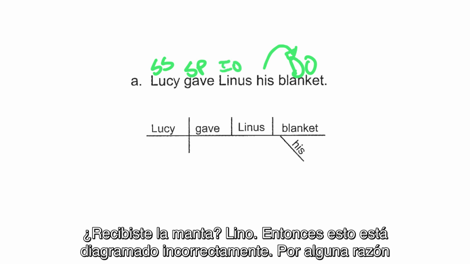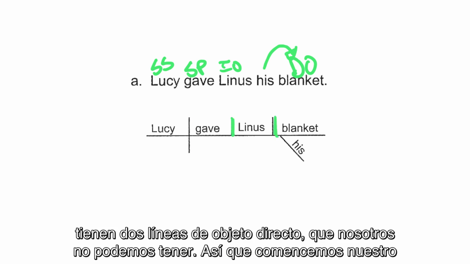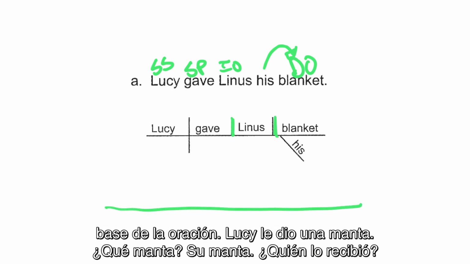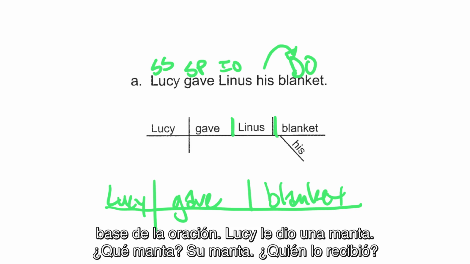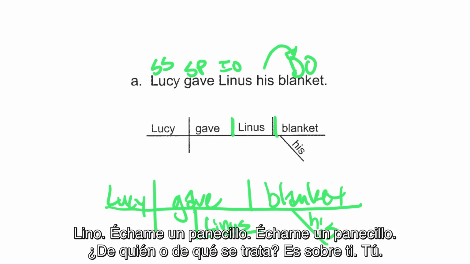So this is diagrammed incorrectly. For some reason, they have two direct object lines, which you cannot have. So let's start our sentence base. Lucy gave blanket. Which blanket? His blanket. Who received it? Linus.